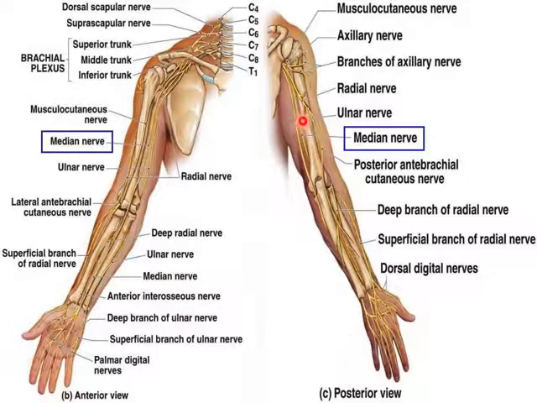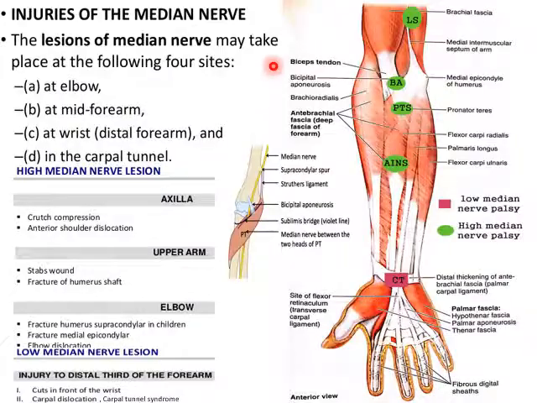This is the posterior view of the upper limb, where the median nerve is not concerned with the posterior compartment or the extensor compartment, median nerve being the flexor compartment nerve of the forearm and hand. So the injuries to the median nerve can take place at the elbow, at the mid forearm, at the distal end of the forearm, and in the carpal tunnel.